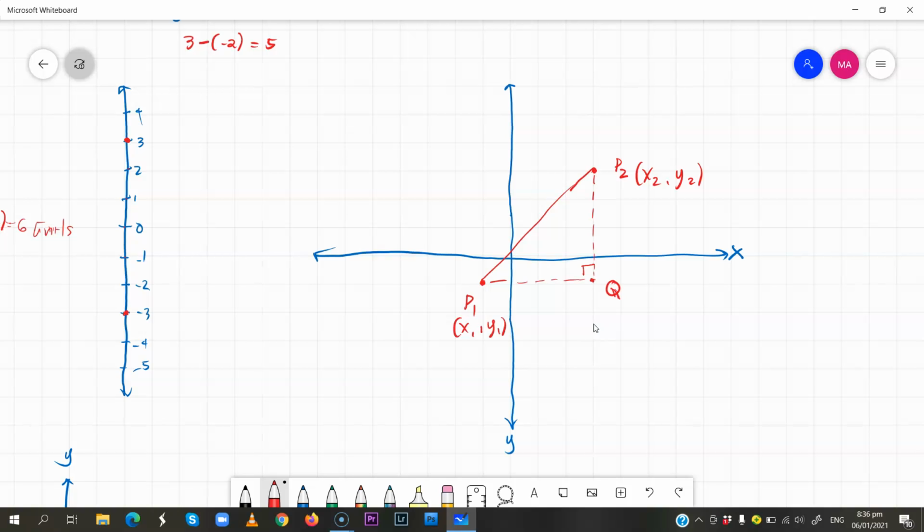Now this Q here takes the x sub 2, right? We will have the same abscissa. For y, it will take the y of point 1, which is y sub 1. Okay? So let's prove. Point 1 is (1, -1), while point 2 is (3, 3). Now this Q here is (3, -1). So this is the meaning of having the coordinates of Q, which is x sub 2 and y sub 1.